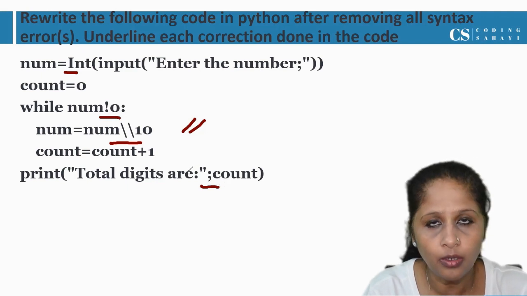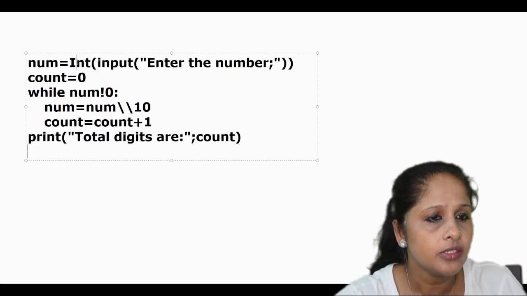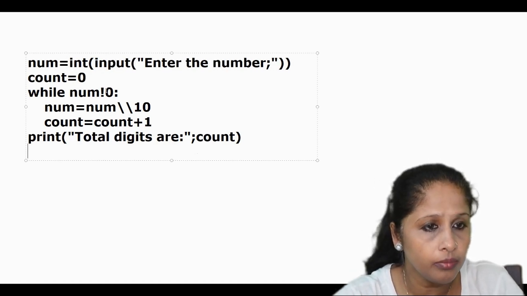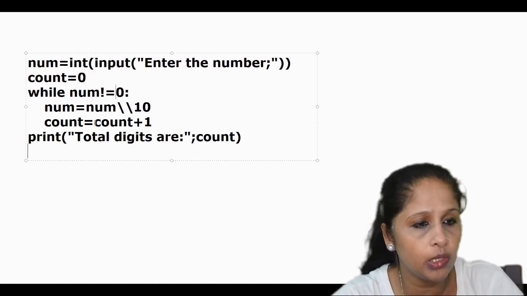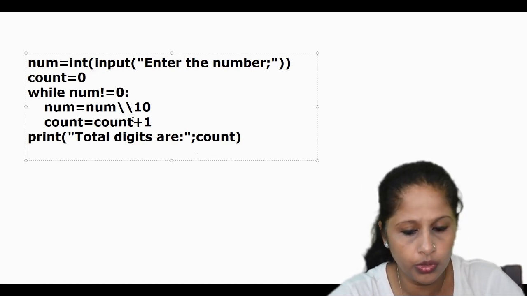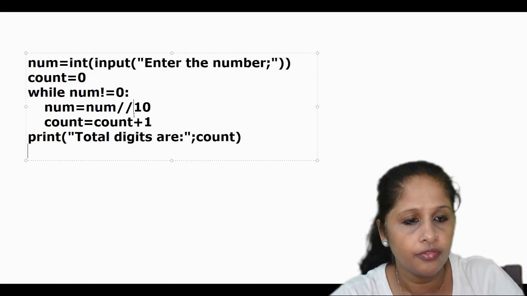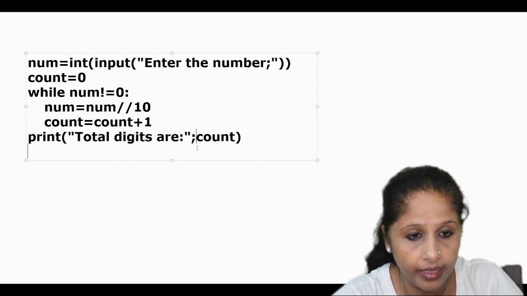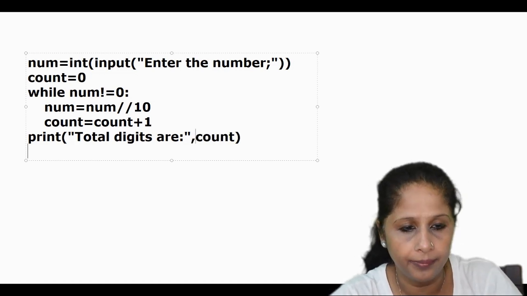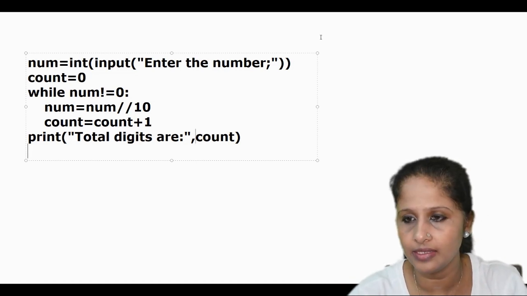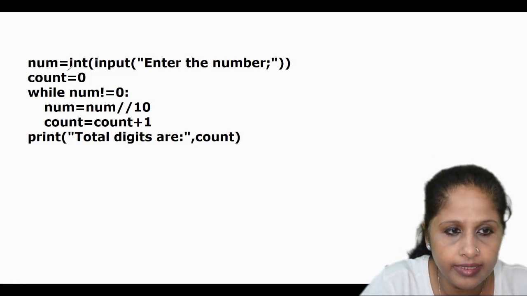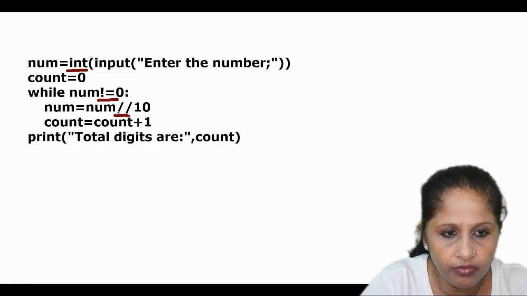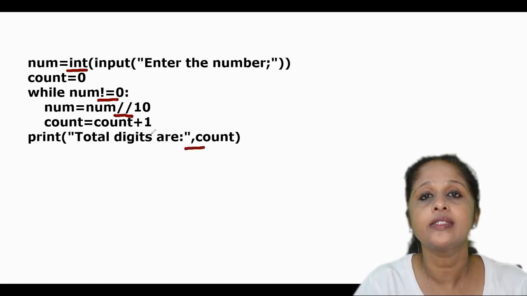So let's rewrite the code. Okay, let's correct it. So here int I should be changed to small i. Then we have count. Okay, num not equal to, I haven't given equal to. Then num = num floor division. Here it is forward slashes. Then here count equal to, no problem. Then print total digits are, and here we are giving a comma. Okay, so these are the errors. So let's underline it. So the first change I made here, that is int. Then the second change I made here. Then third one. Then the fourth one. So this is the corrected code.